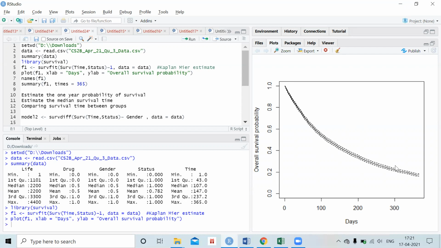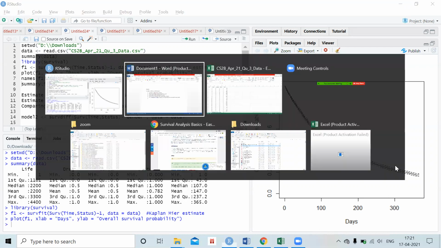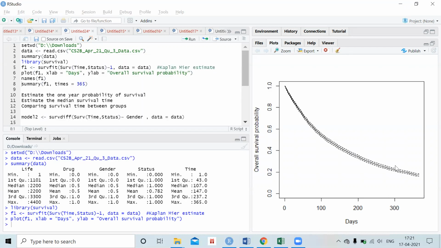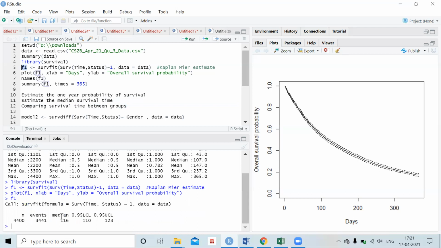Then one of the questions they can ask you can be this: estimate the 1 year probability of survival, or the median survival time which you can find. If you just run F1, you can see the median survival time is 116. So you can use that to estimate the median survival time.